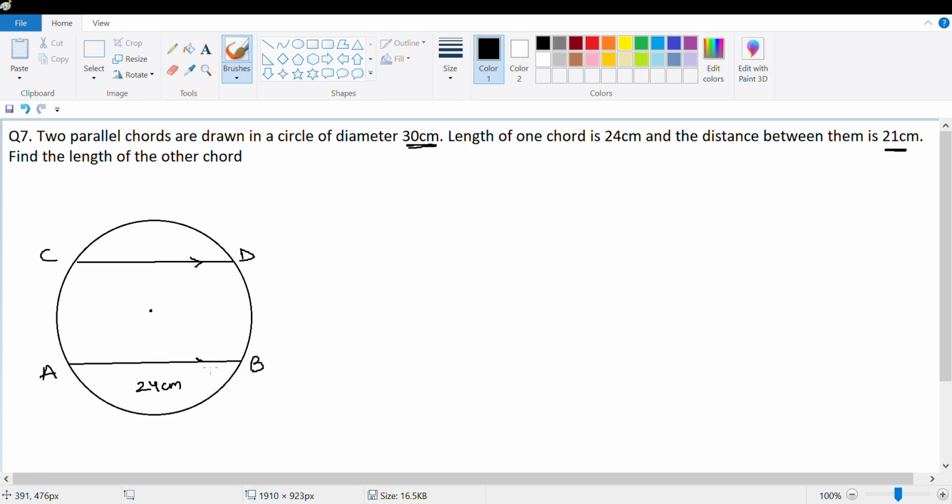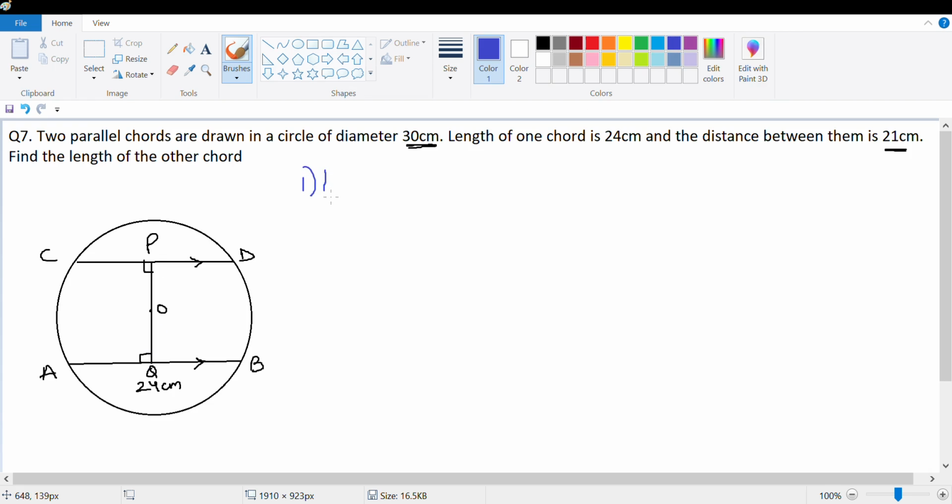This chord and this chord are parallel. Let's just mark the distance between them, which is passing through the center, because a line from the center of the circle to a chord is 90 degree to it, and bisects it as well. So in this case, let's call it point P, and let's call this point Q. Let's again apply Pythagoras theorem and see what we get. What in this case is given is PQ is 21 centimeter.